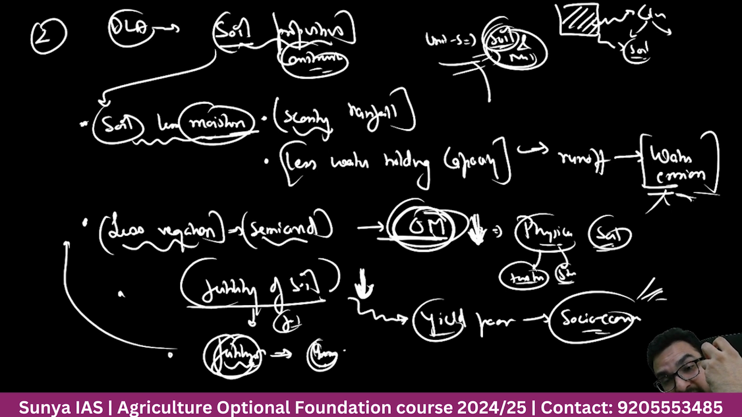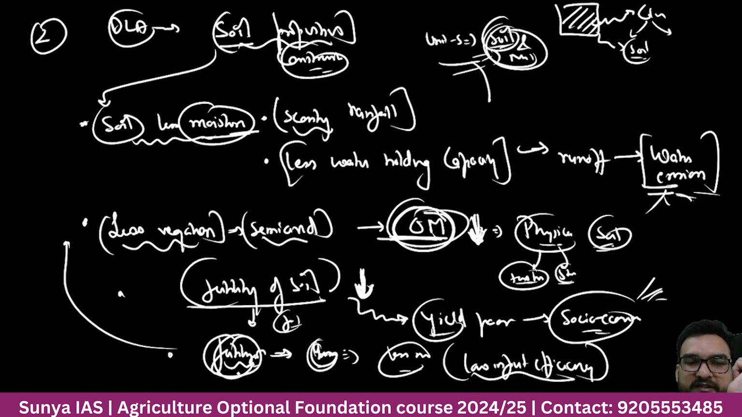That's why fertilizers need irrigation. That's why they are more responsive to irrigation. Where irrigation supply is there, their fertilizer will be responsive, but these areas are not responsive to fertilizers because of the less moisture they have. So low input efficiency, you can say. Whatever we are using, for example, if we are using fertilizers, these fertilizers are not responsive because of the less moisture we have.